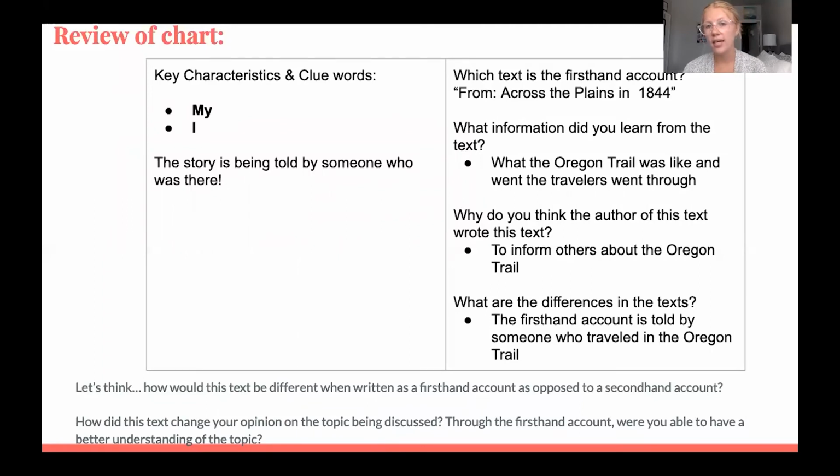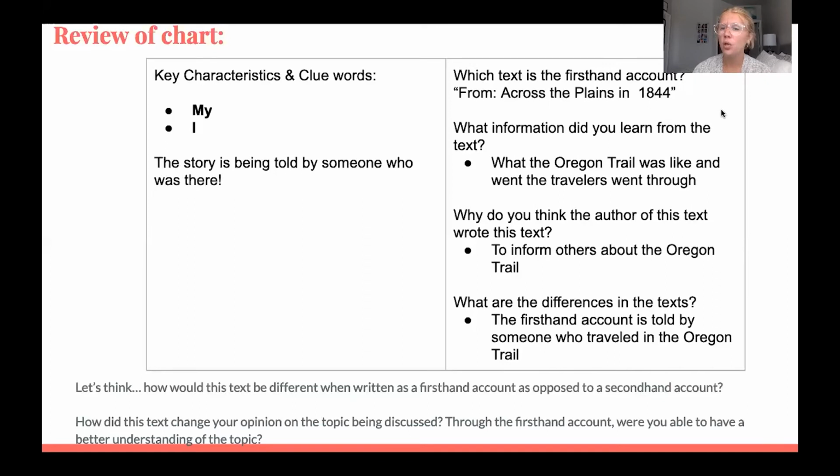Going to the right and looking at our questions: which text is the first-hand account? Hopefully you were able to note that the first-hand account was our second text that we read, Across the Plains in 1844. Clue words were "my" and "I," and it was obvious that the story was being told by someone who experienced these things.